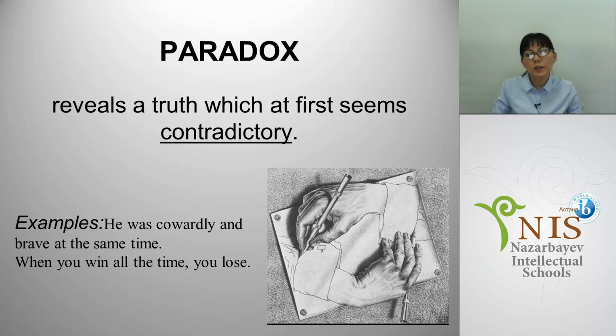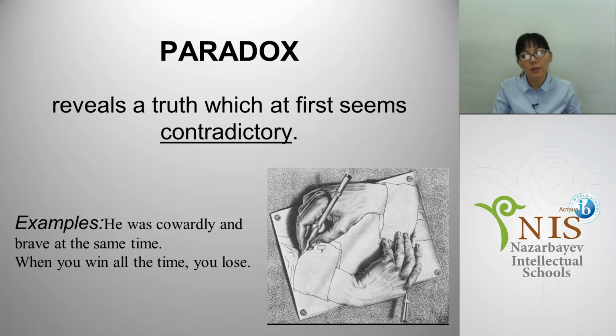In this case, the author wants the reader to understand the mixture of these feelings that the person expressed. So he was cowardly and brave at the same time. It's very difficult to imagine a person who is a coward on the one side, but who is brave enough. So the author wants to show us that he doesn't know what to do, and his state of mind and mood can be easily represented by a paradox when some character is not sure what to do. And when you win all the time, you lose.